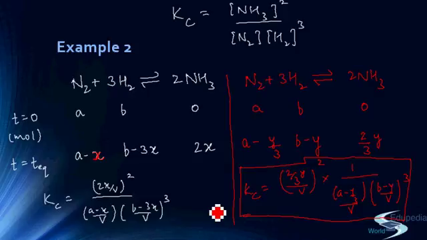In fact, another student might decide to write the expression in terms of moles of ammonia formed. In the first one we wrote the expression of Kc in terms of moles of nitrogen consumed. Here we wrote the expression in terms of moles of hydrogen consumed. So another student might want to write the expression in terms of moles of ammonia formed. You can still do that.